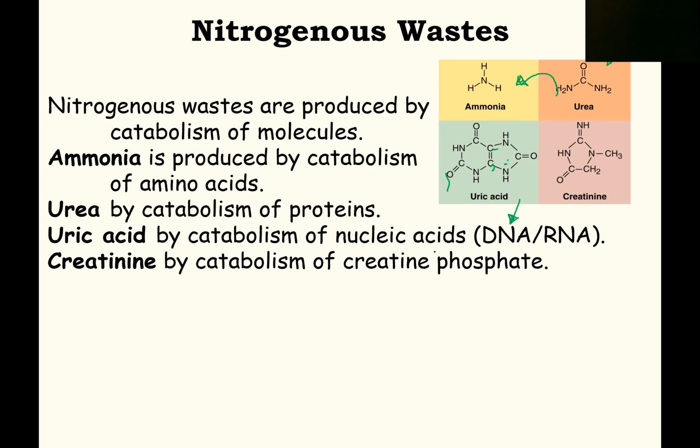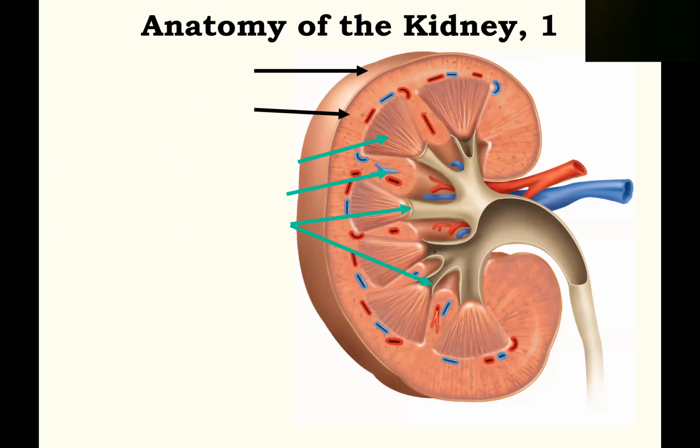All right, so kidney. Kidney anatomy. Now, this is a coronal section, so kind of like the heart cut in anterior and posterior halves. You have the renal capsule.